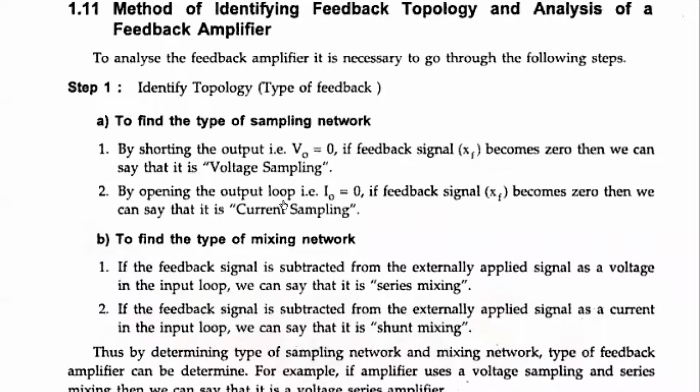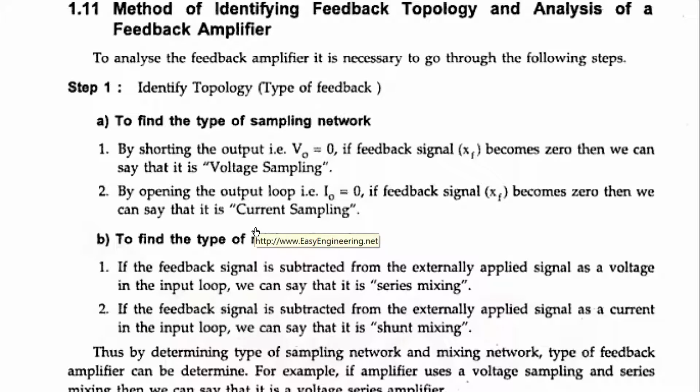Or open the output terminal. Open the output terminal means make output current 0. In such a case, if the feedback signal is becoming 0, then it is current sampling. Okay, simple. Output voltage you make 0, if the feedback is becoming 0, it is voltage sampling. Or by making output current 0, if the feedback is becoming 0, then it is current sampling. So this is the type of sampling, means what is the connection of the feedback network at the output.